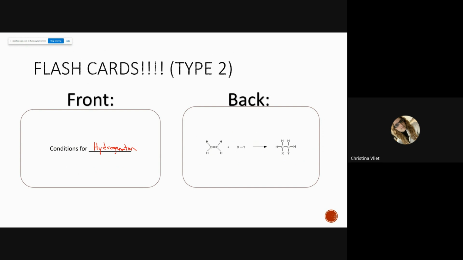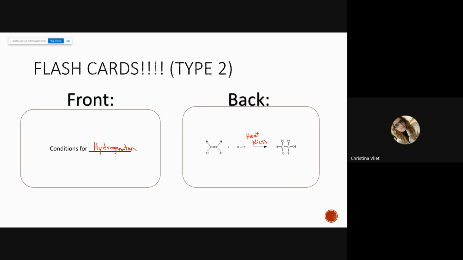What are the conditions? Heat and nickel. Heat and nickel, right? Solid nickel, because it's a metal. So nickel solid. Those are your conditions. And you don't have to do an example because I already wrote an example for hydrogenation on the last slide. So the second one here would be your conditions. Conditions for hydrogenation, heat and nickel. We make a separate flashcard for this.